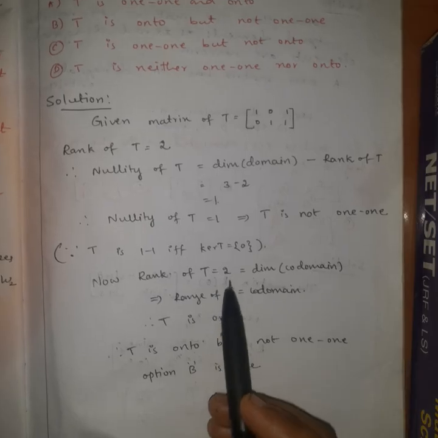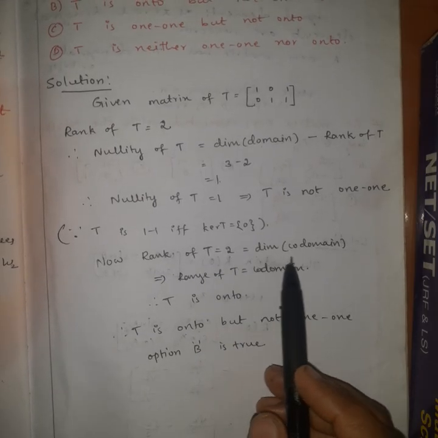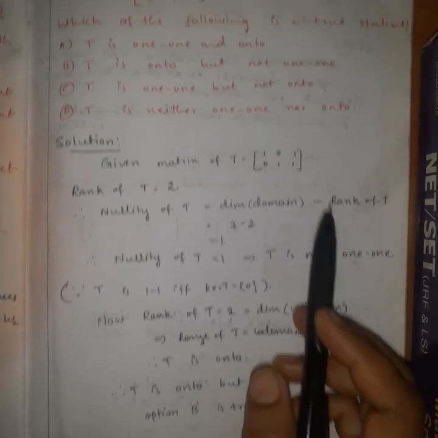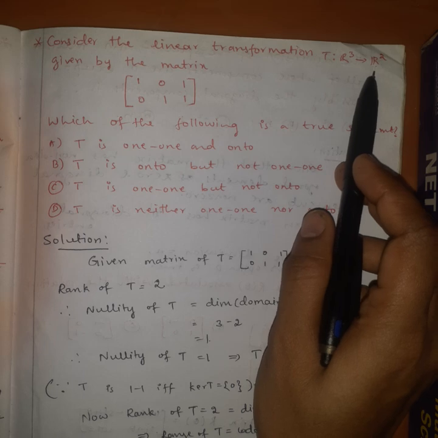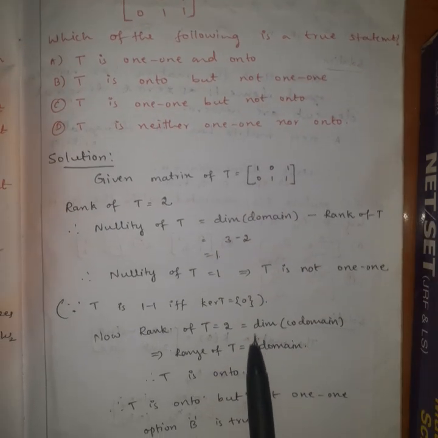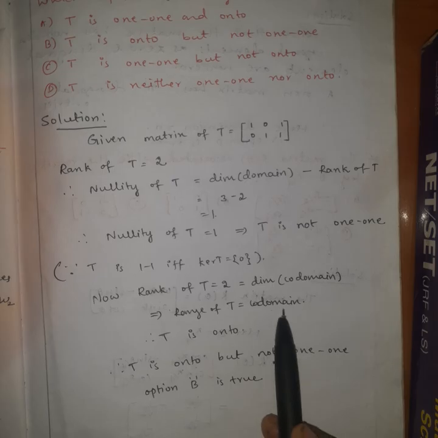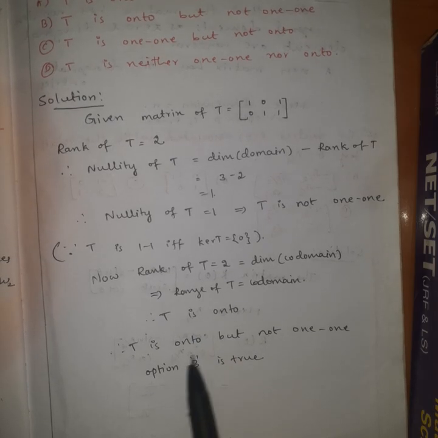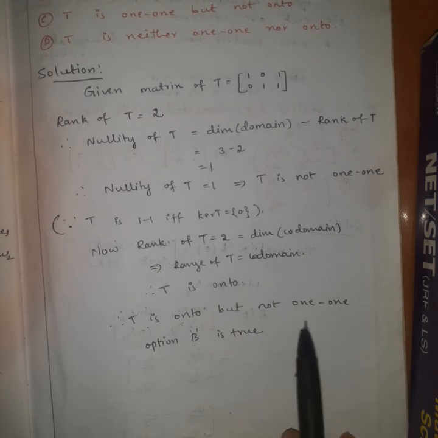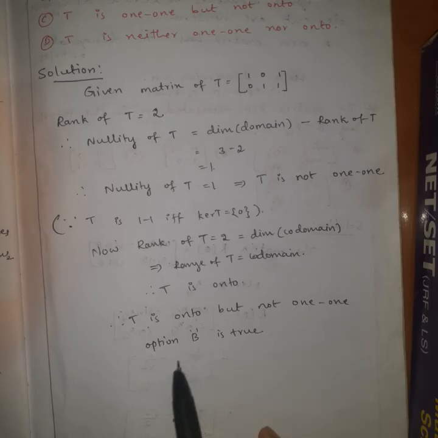Further, rank of T is equal to 2, which is equal to the dimension of the codomain. Here codomain is R2, its dimension is 2. Therefore, range of T is equal to codomain, which implies T is onto. Therefore, T is onto but not 1-1. So, therefore, option B is true.